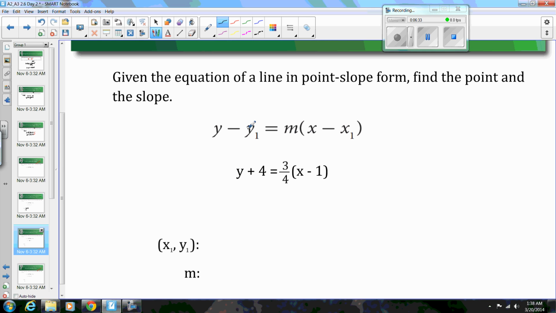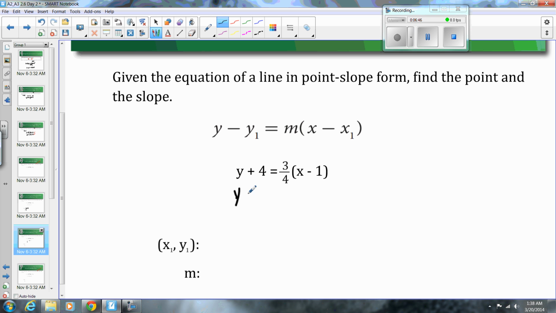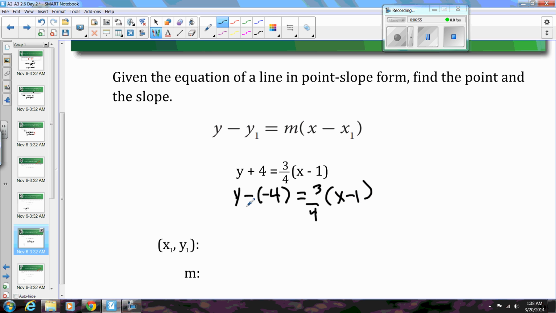Note that in my original equation for point slope form, I have this negative here, y minus a -1. That doesn't visually look like the left-hand side. This is an addition statement. So to do this, what I'm going to do is rewrite this as minus a negative. Therefore, I can then easily identify what x1 and y1 are.